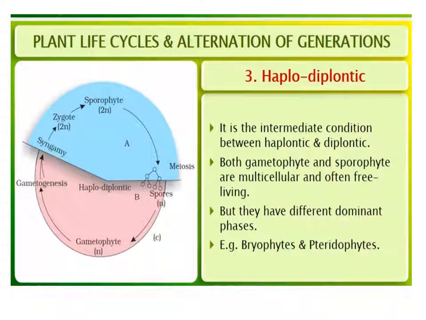Haplodiplontic life cycle. It is the intermediate condition between haplontic and diplontic life cycle. Both gametophyte and sporophyte are multicellular and often free living, but they have different dominant phases. As for example, some species of bryophytes and pteridophytes.